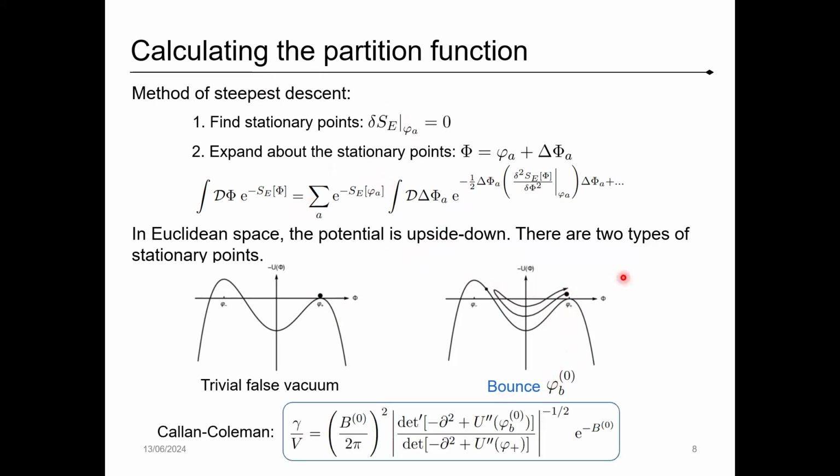So with this analysis, how can I remove this part? Yes. So then you can get the Callan and Coleman formula. You have the classic part, and also this functional determinant is obtained from integrating over the fluctuations around the saddle points. And this factor here is actually related to the zero modes in the fluctuations.